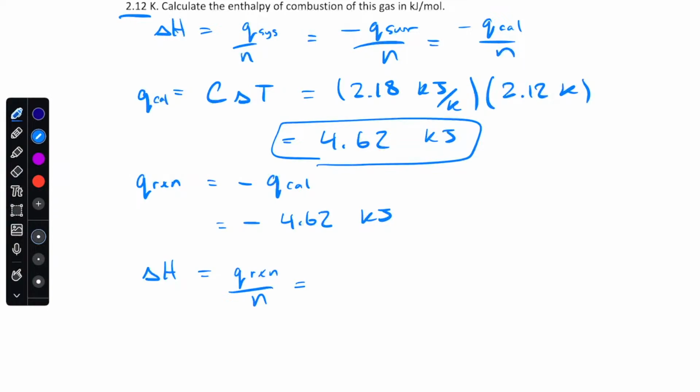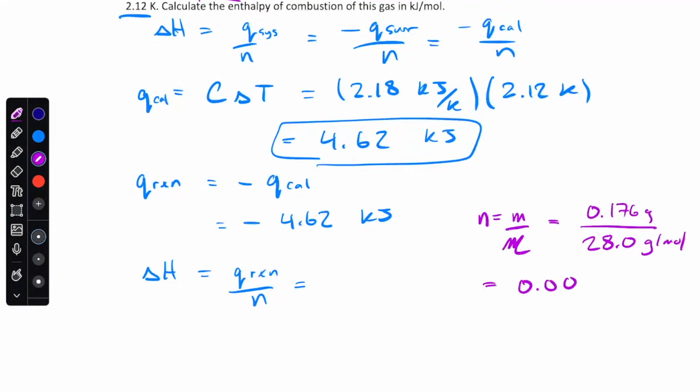Well, n we have to actually calculate. Let's do it over here on the right. I'll do it in purple so we know it's kind of a different calculation. We're provided with the mass and the molar mass, which right away should ring bells in your head that we're probably going to have to use those numbers to get moles. 0.176 grams divided by 28.0 grams per mole gives us the value 0.00629 moles.